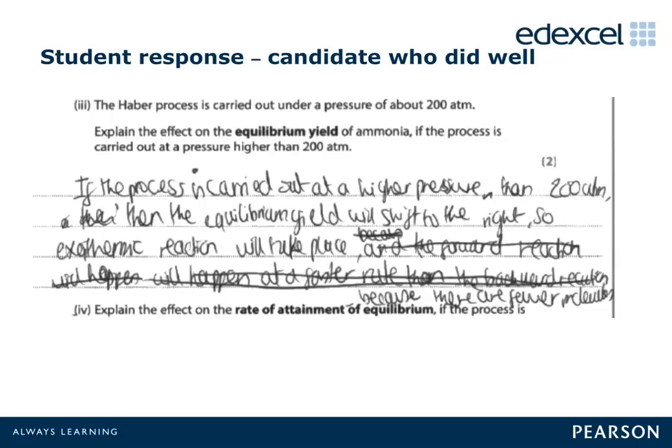The answer this candidate gave shows an understanding of equilibrium and scored the marking point for stating that there were fewer molecules as equilibrium shifted to the right-hand side. Unfortunately, the candidate did not make a comment about the effect on equilibrium yield, and so did not score that mark.